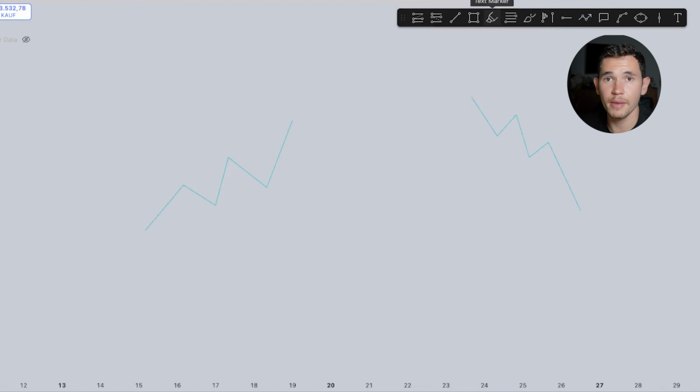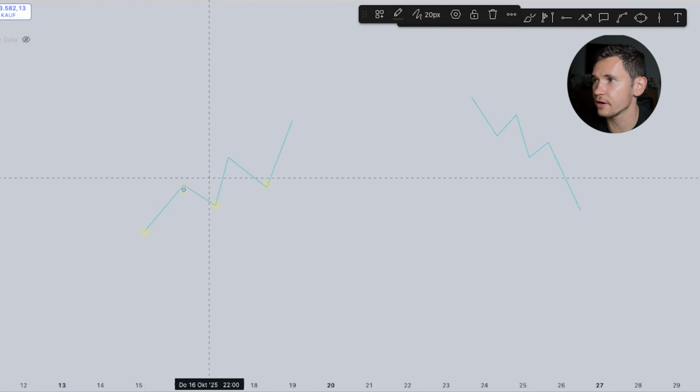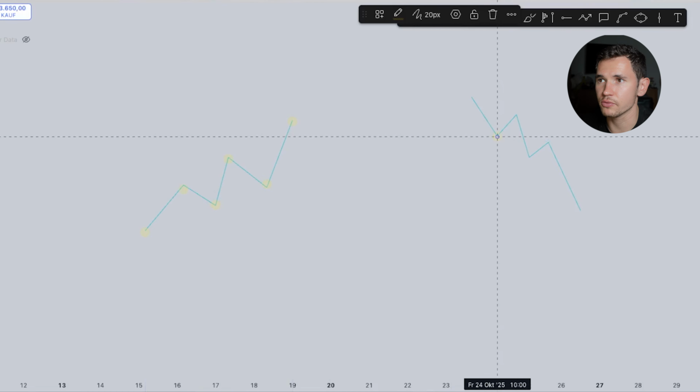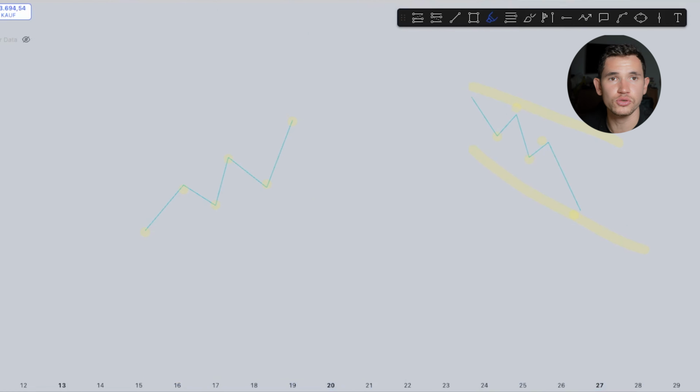How do we see the market structure? You have a low, you have a higher low, you have a higher low, you have a higher high, higher high, higher high, and vice versa, lower lows, lower highs. That's basically the trend. That's market structure, guys. Very simple. Now, what can we do with this?